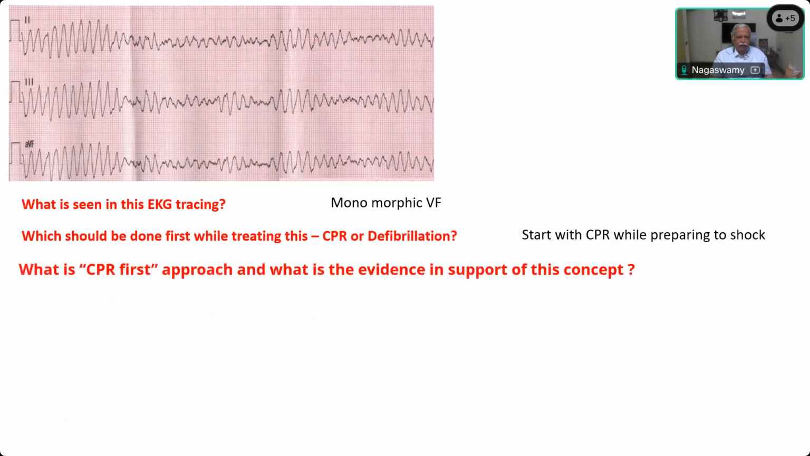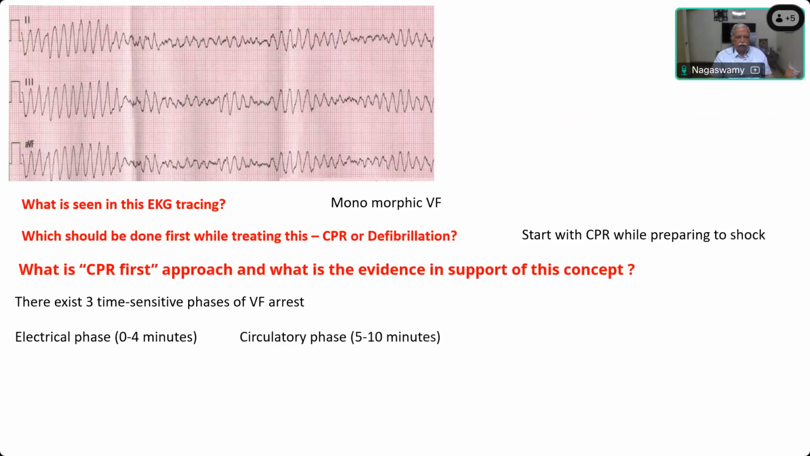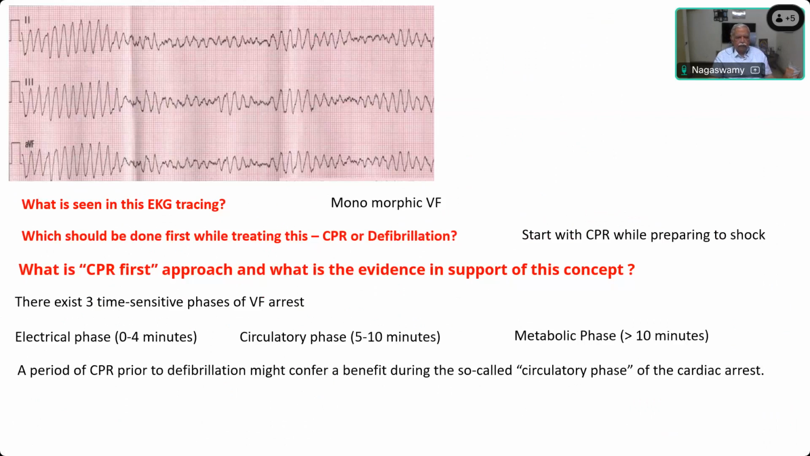So what is the CPR first approach and what is the evidence in support of this concept? There are three sensitive phases in ventricular fibrillation arrest. The first is called the electrical phase, which lasts about 0 to 4 minutes. The second is called the circulatory phase, which lasts 5 to 10 minutes. The third is called the metabolic phase, which is more than 10 minutes. So a period of CPR prior to defibrillation may confer a benefit during the so-called circulatory phase of the cardiac arrest.